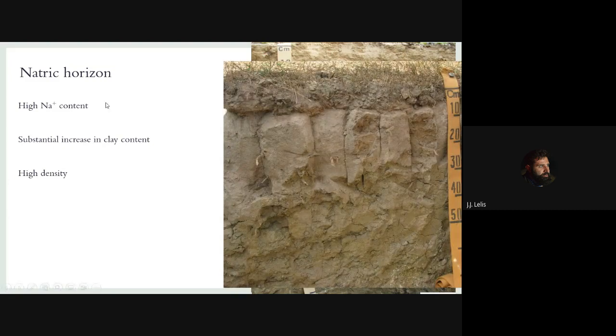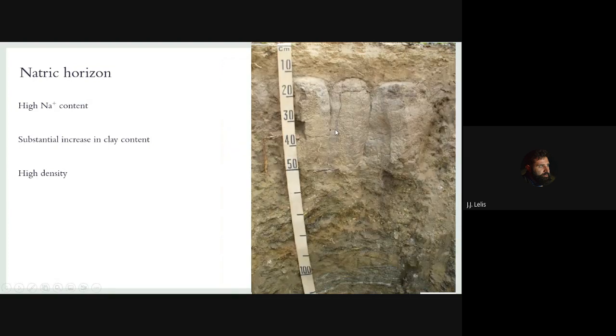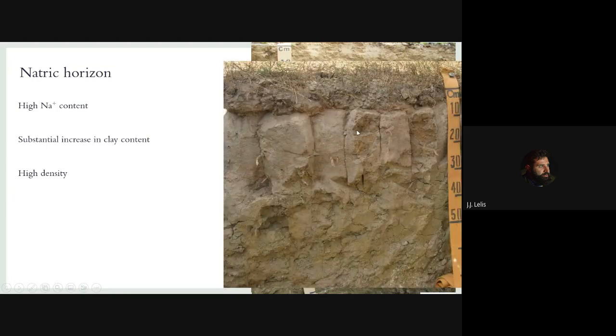you can see this other picture of a natric horizon, like in this picture, this is the natric horizon, and here is the natric horizon. In both pictures, we can easily see this horizon that possesses an abrupt transition between the surface and the subsurface horizon.